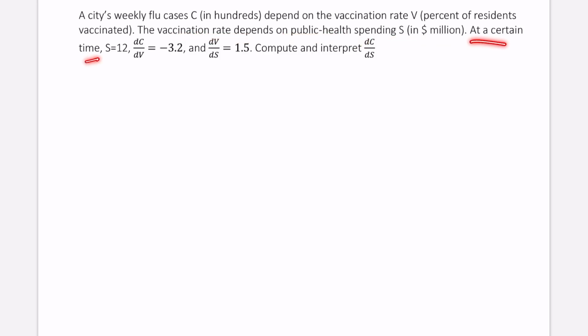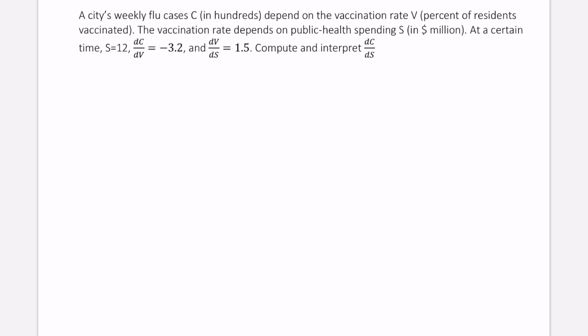At a certain time, that is when spending S is 12 million, dC over dV, that's the change in weekly flu cases in hundreds over the change in the percent of residents vaccinated, is negative 3.2. dV over dS is 1.5, so that's the rate of change of the vaccination rate with respect to public health spending. We're going to compute and interpret dC over dS.